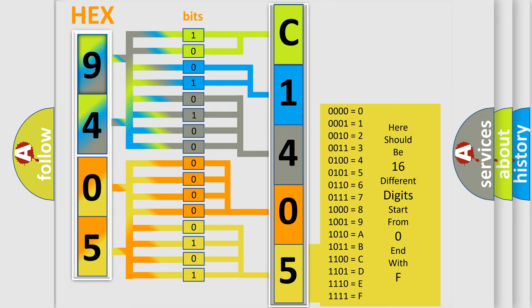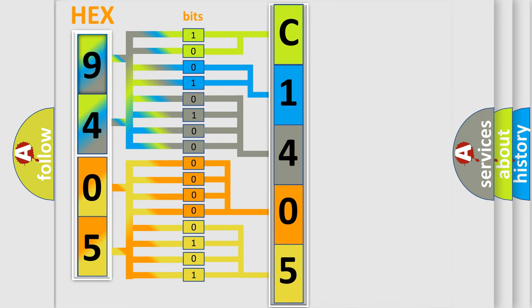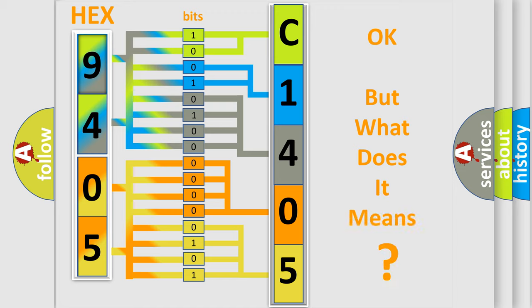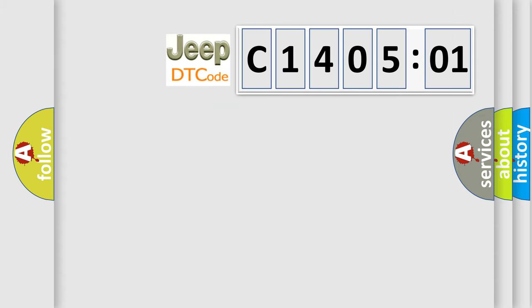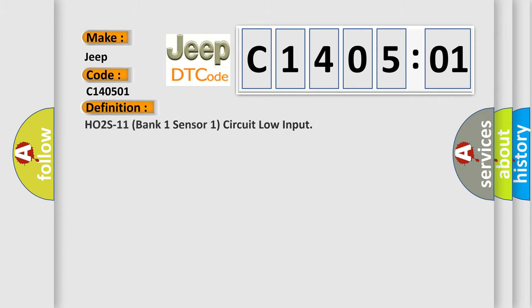We now know in what way the diagnostic tool translates the received information into a more comprehensible format. The number itself does not make sense to us if we cannot assign information about what it actually expresses. So, what does the Diagnostic Trouble Code C1405-01 interpret specifically for Jeep car manufacturers? The basic definition is HO2S11 bank 1 sensor 1 circuit low input.